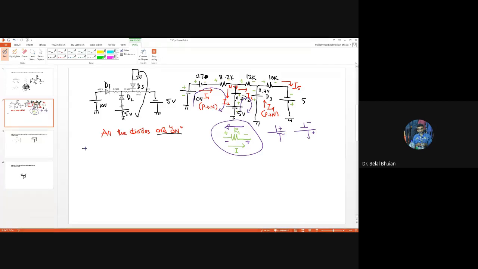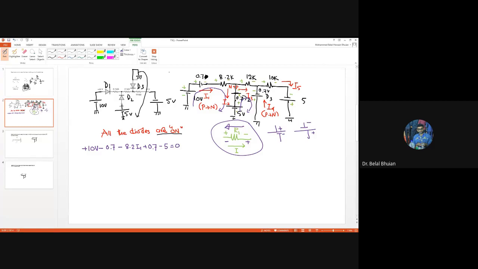So plus 10 volt. Now I'm going from positive to negative, minus 0.7. Now positive to negative again, which means minus 8.2 I1. Now I'm going from negative to positive, so plus 0.7. Again positive to negative, minus 5.